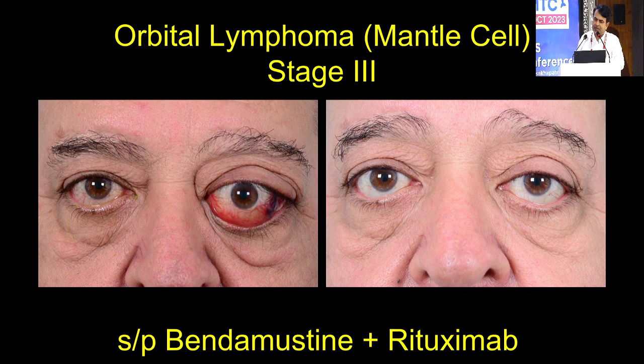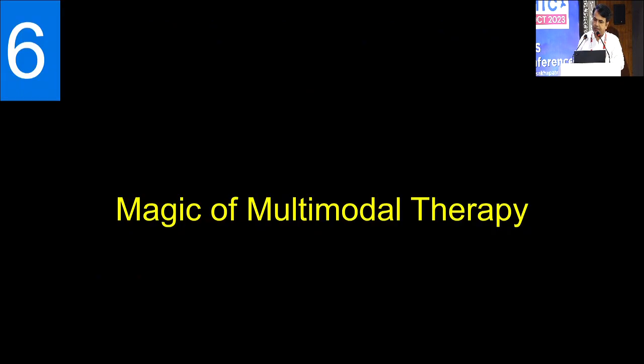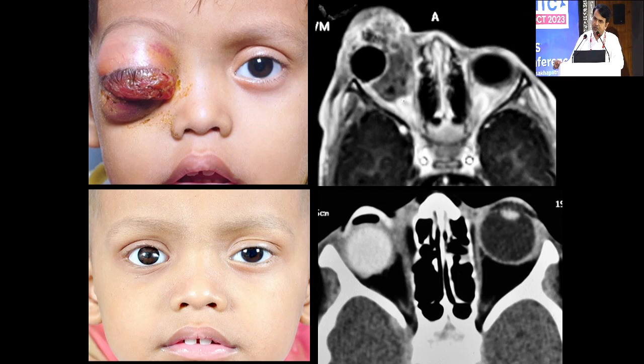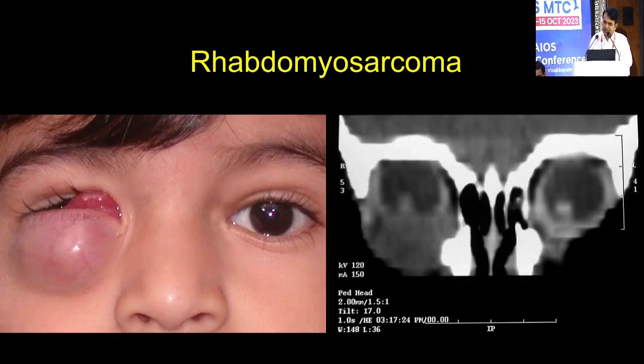This was a mantle cell lymphoma which needed rituximab treatment, and of course, many patients we have been able to avoid orbital exenteration. There's a child with orbital retinoblastoma by just doing enucleation after multimodal treatment, giving them good cosmesis. One more child with orbital retinoblastoma treated similarly.